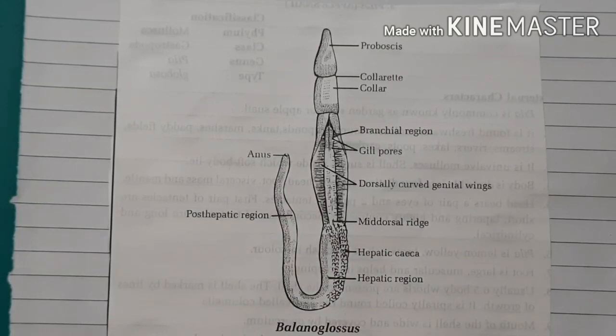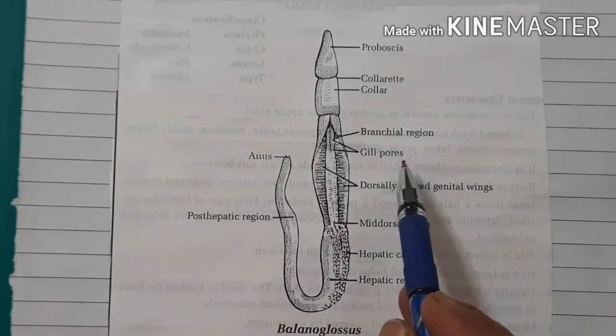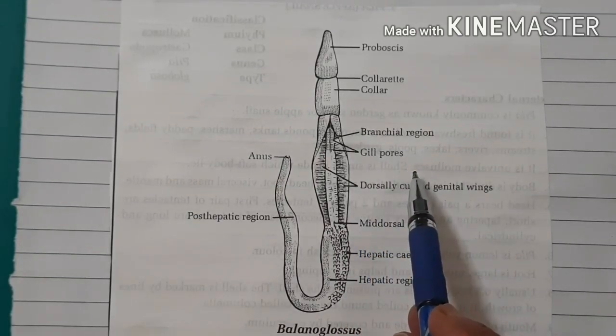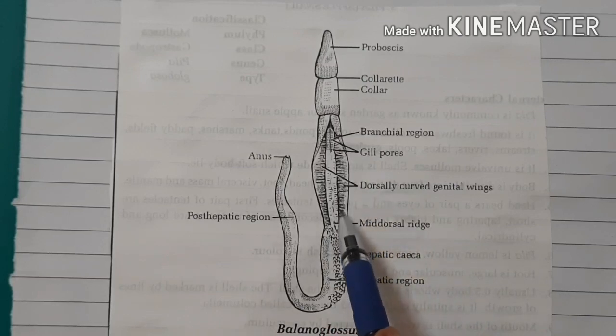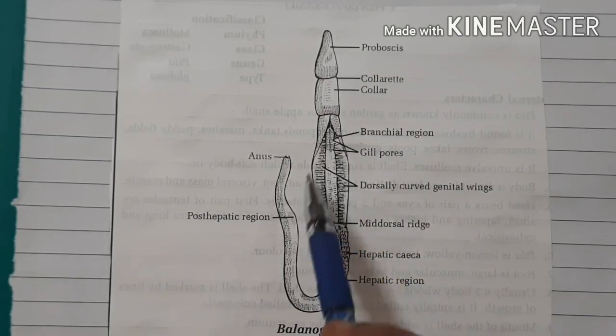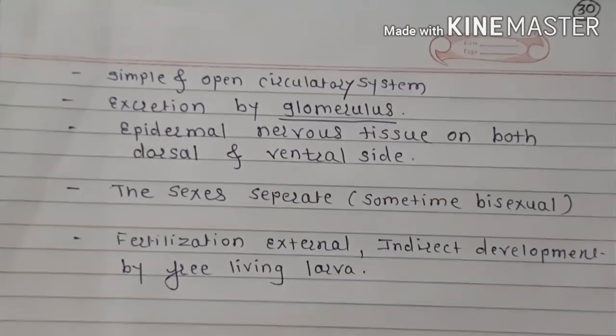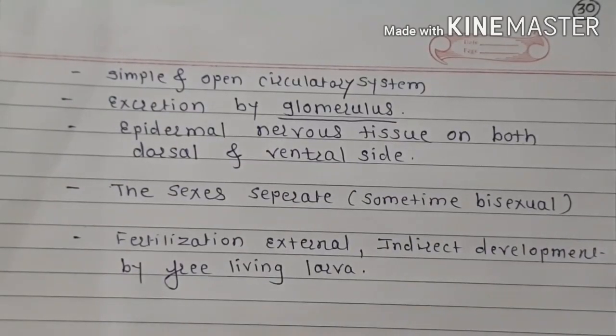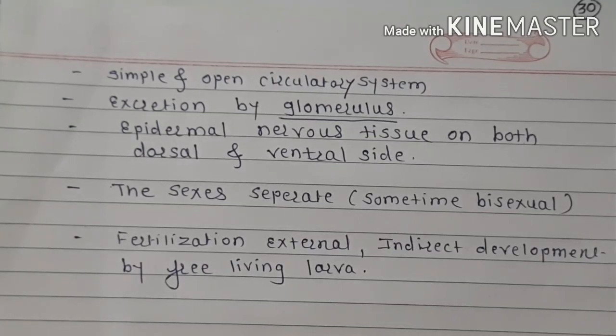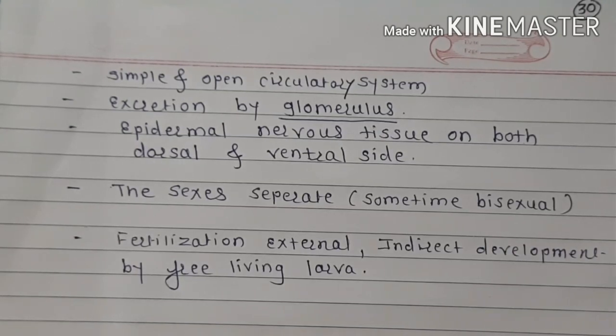The respiration takes place by gills. See the figure. The gills are arranged in the pharyngeal region in two longitudinal rows. Circulatory system simple and open. Excretion by glomerulus. The sexes are separate. Fertilization external. Indirect development by free living larvae.